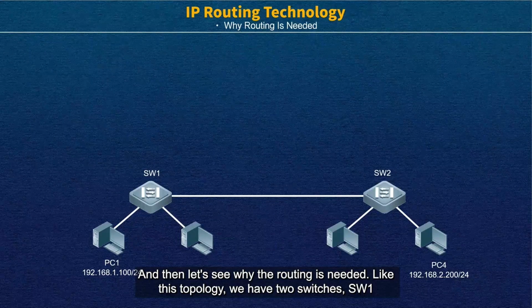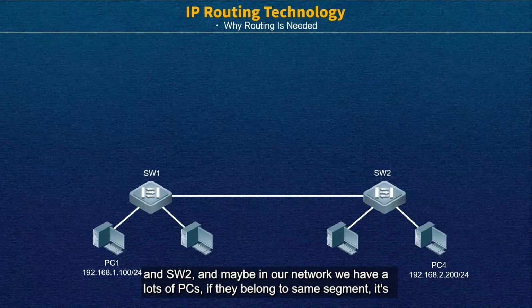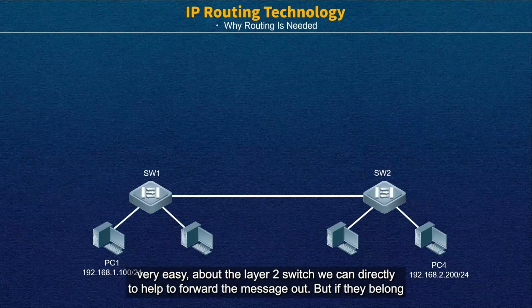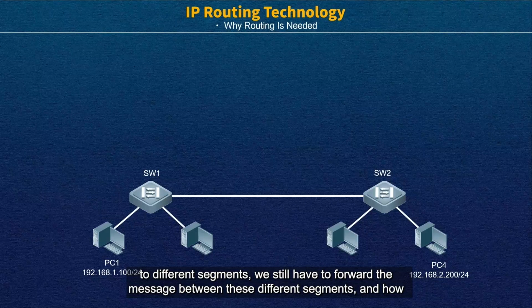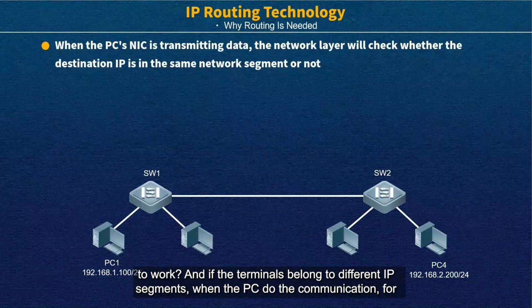Like in this topology, if we have two switches, switch 1 and switch 2, and maybe in our network we have a lot of PCs. If they belong to the same segment, it's very easy. A layer 2 switch can directly forward the message out. But if they belong to different segments, we still have to forward the message between these different segments, and how does that work?